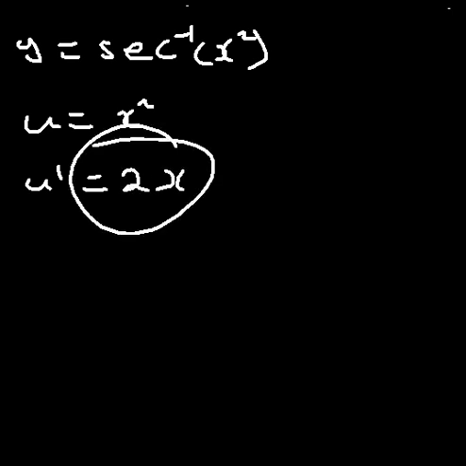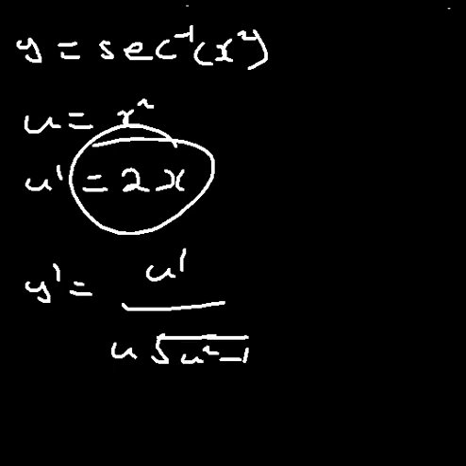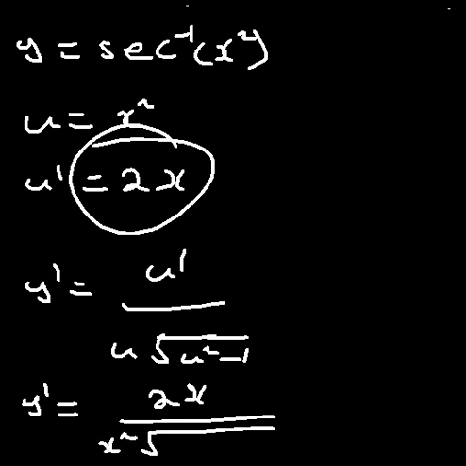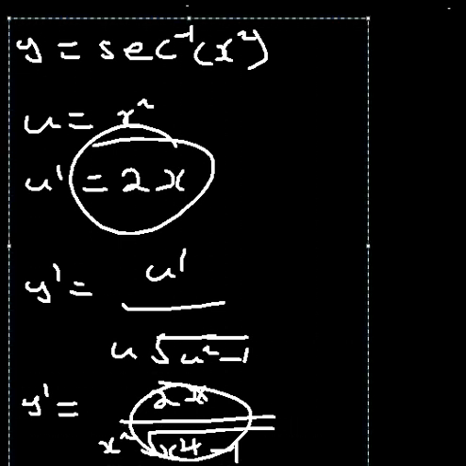So what is the differentiation key for the sec inverse? It has to be given as y prime is equal to u prime over u square root of u squared minus 1. Now we have to substitute all these terms. So y prime is equal to, what is the u prime? We have it as 2x divided by x squared times the square root of x squared to the power 2, which is x to the power 4, minus 1. So that is the derivative of that function in that case.